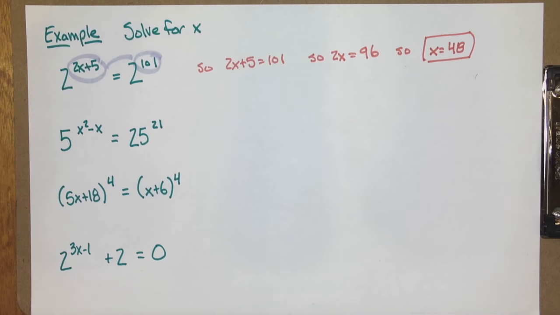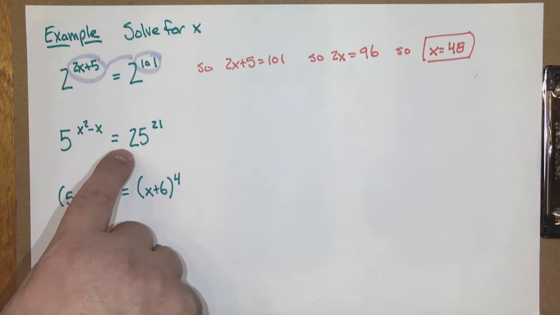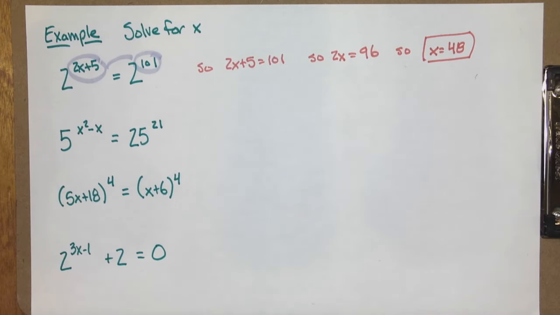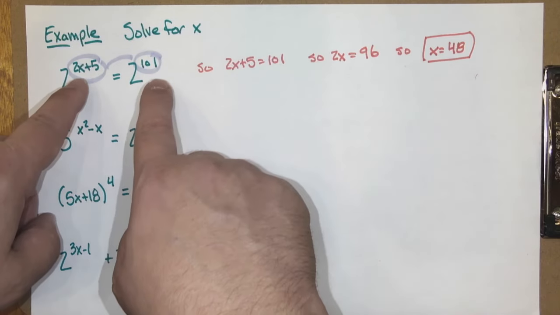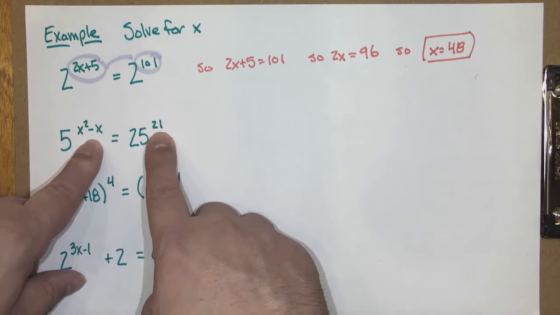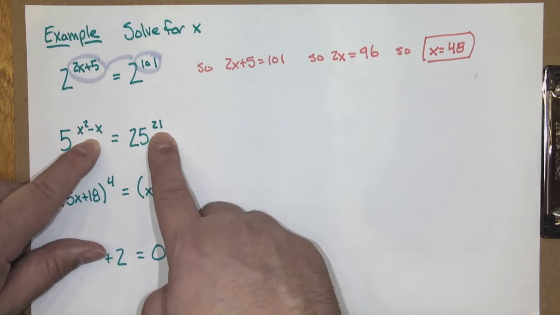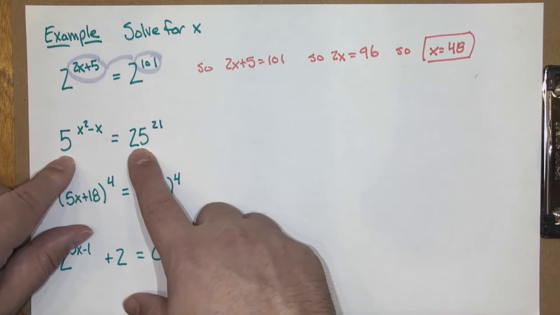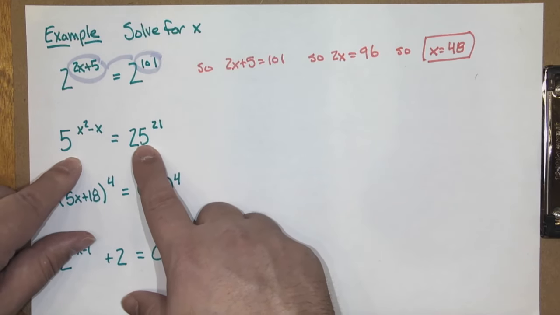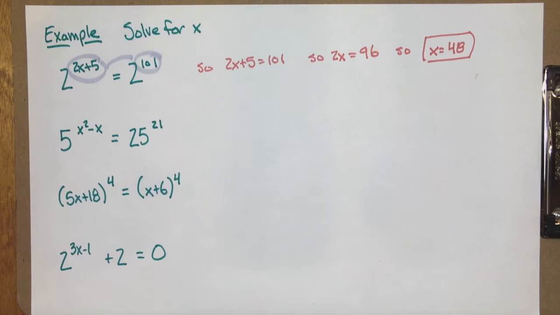Our second problem, 5 to the power x squared minus x is equal to 25 to the power 21. Now, can we do what we just did? What did we just do before? We said, hey, let's make these match. Can we just say, let's set x squared minus x equals 21, and off we go? Is that legal? No. Why not? Well, 25 is not 5. And so at this point, no, we're not going to do that. We're not going to give up.